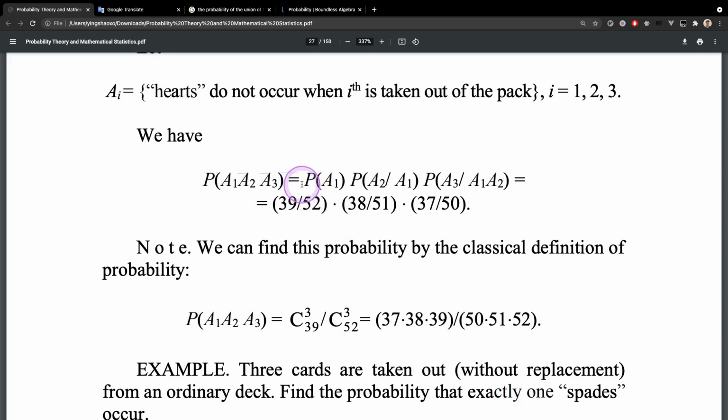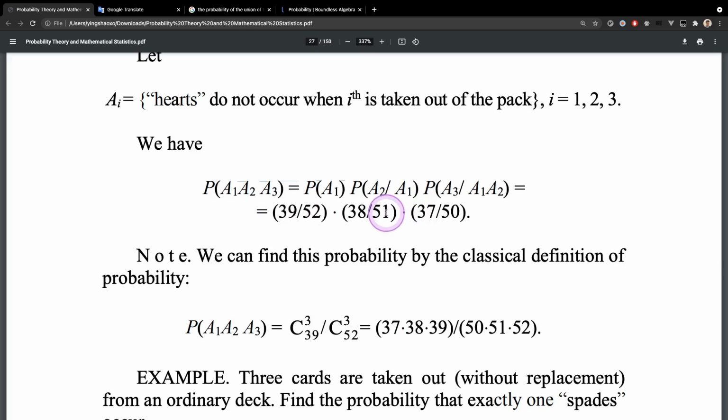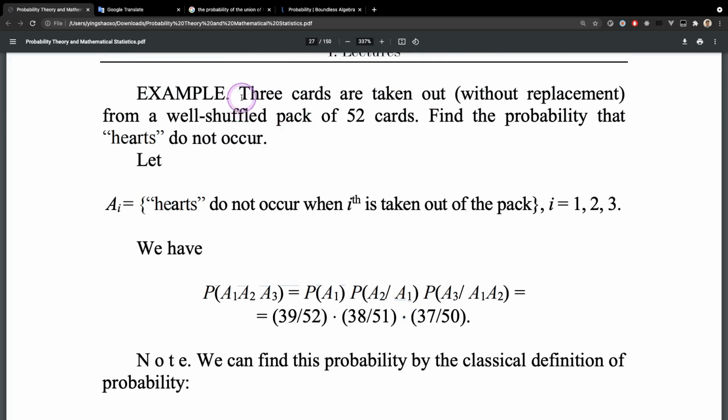At the beginning, it's the probability of A1. We all know that it's just one certain thing out there. How about A2? When you calculate the probability of A2, you have to divide it by A1, which means the probability of A2 when A1 occurs. Of course, because this is a continuous action. So that's why we do it like this.